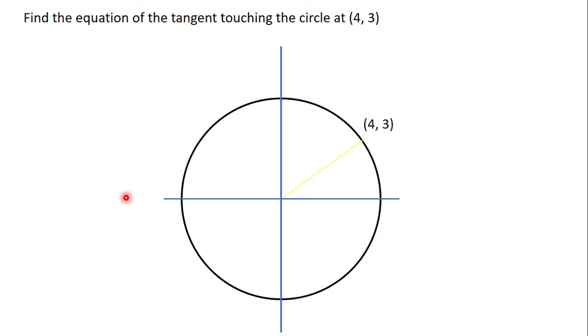You can pause the video, try to work out the equation of the tangent touching the circle at 4 and 3 using the method that I've just used. So you can pause the video, and after that I'm going to go through how to do it.